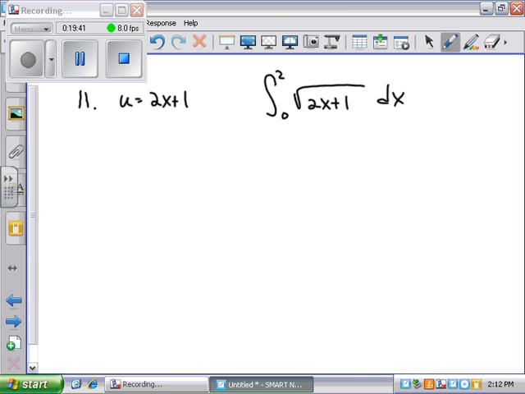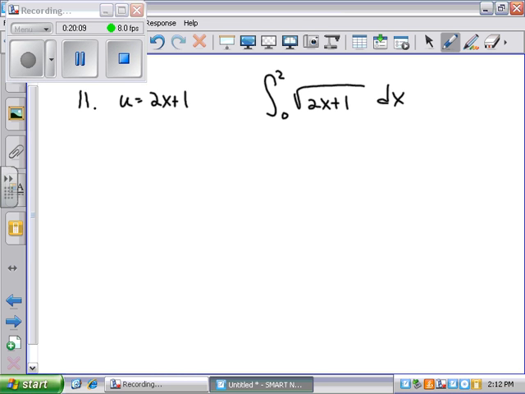Oh, there's a teaching moment in this question I have to make sure I focus on. This is as x goes from 0 to 2. So when x is 0, what does that make you? Yes, 1. And 1 to 5. All right, that's that part.